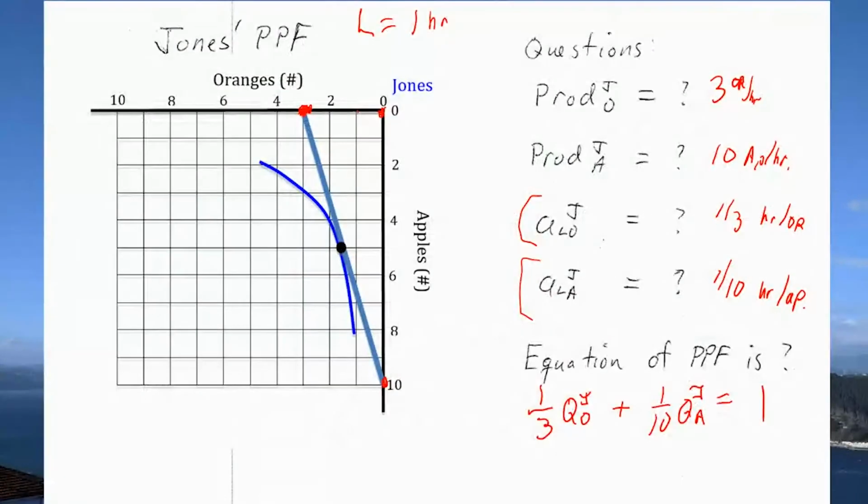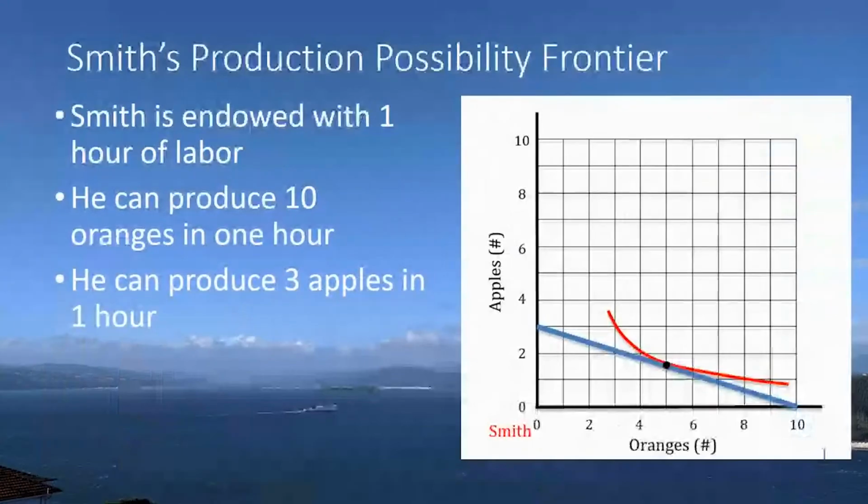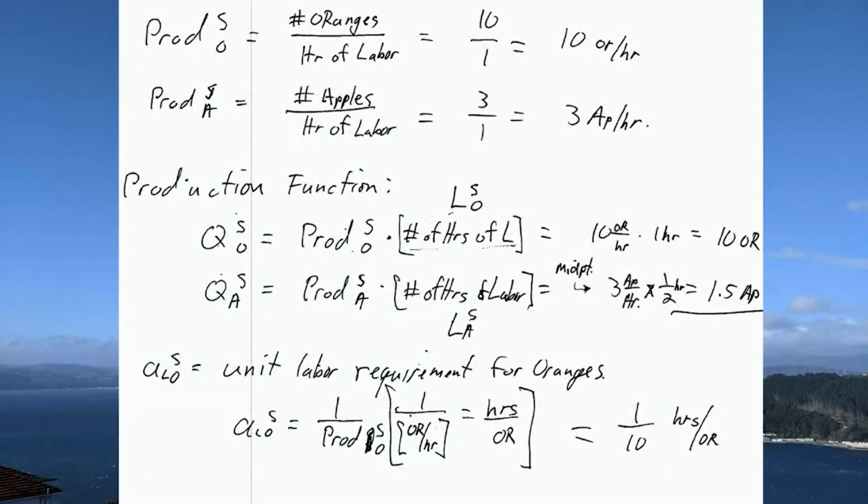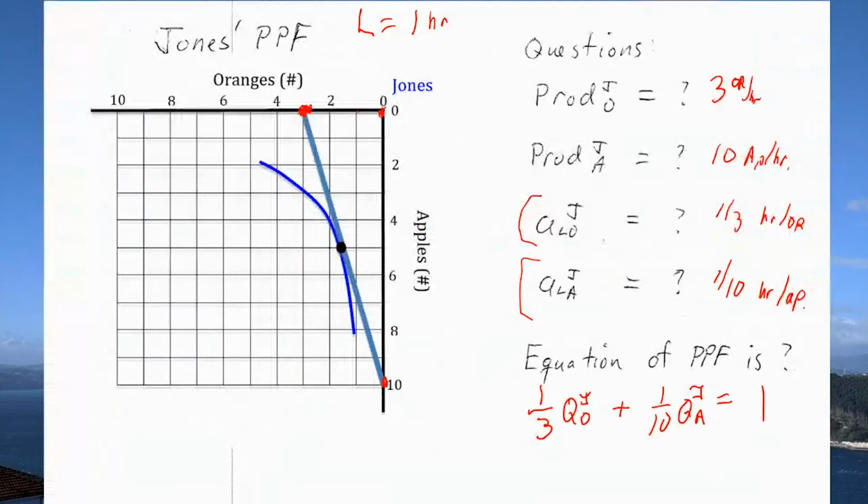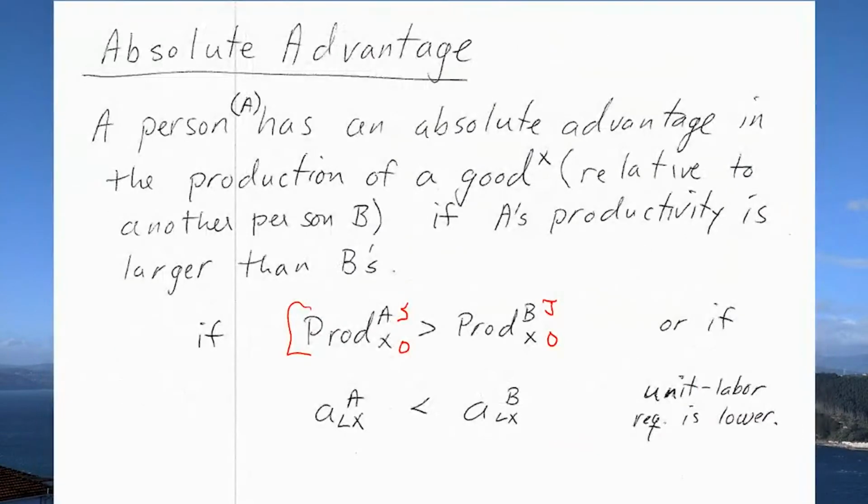All right, so let's go back to the variables that we defined here for Smith and Jones. Okay, we've got Smith's productivity for oranges listed here. We know it's 10 oranges per hour in the example that I'm putting together. We calculated Jones's productivity for oranges right here. It's 3 oranges per hour. So if we go down to the definition, we know that 10 is indeed greater than 3, skipping the units just for simplicity for the moment.